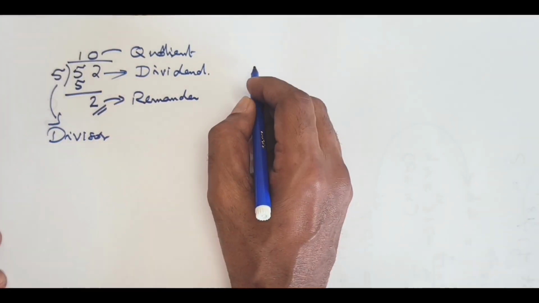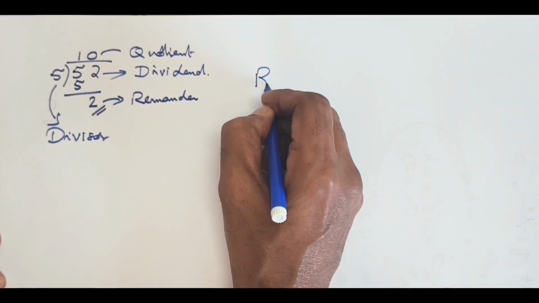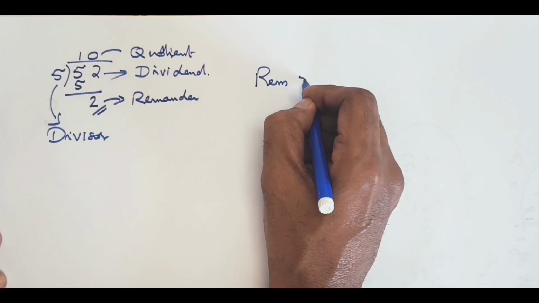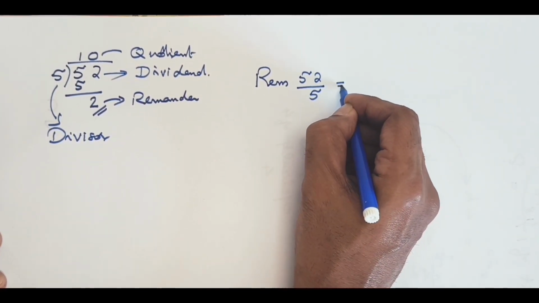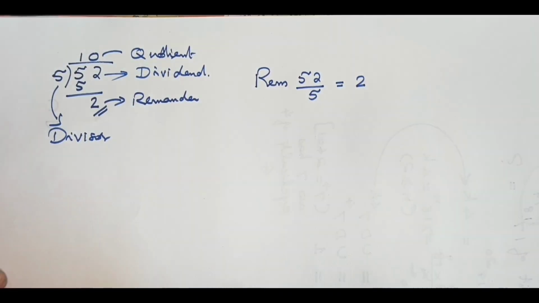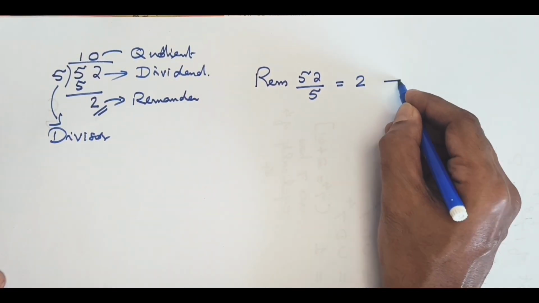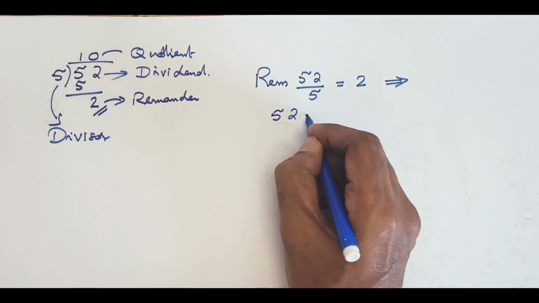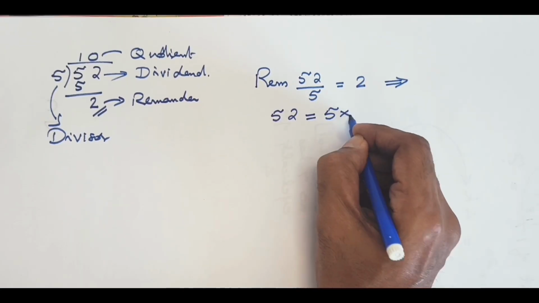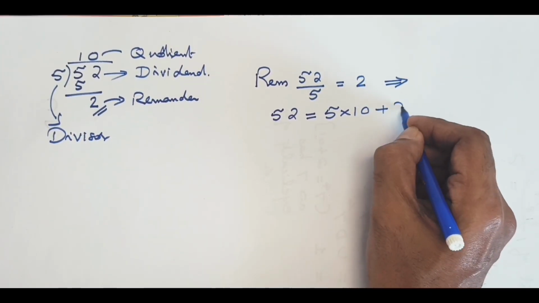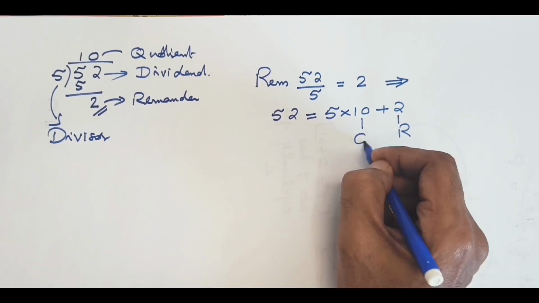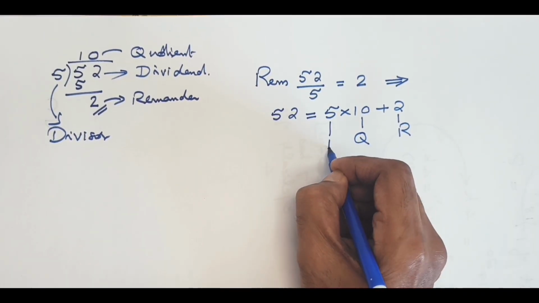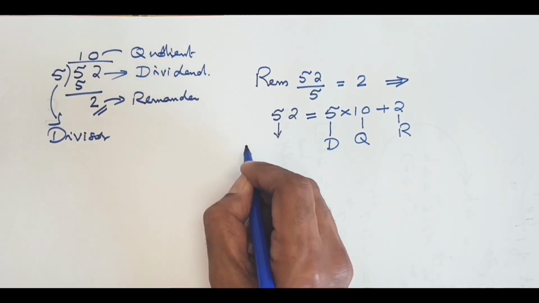The whole thing we can write in this format: remainder of number 52 when divided by 5 is 2. The same thing you can put in a different form. 52 equals 5 multiplied by 10 plus 2, where 2 is the remainder, 10 is the quotient, 5 is the divisor, and this is the dividend.